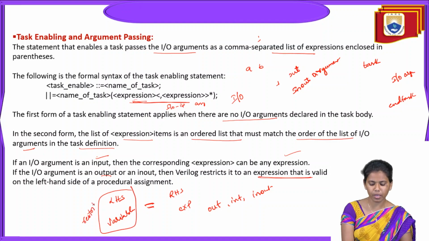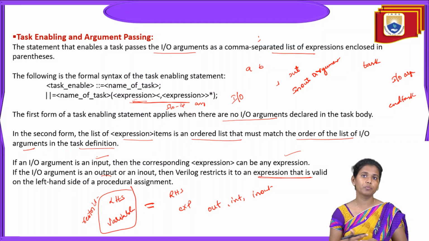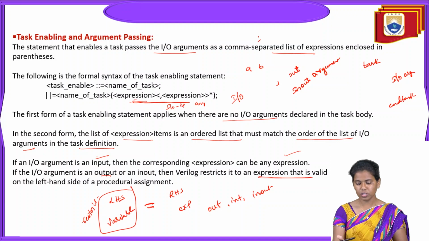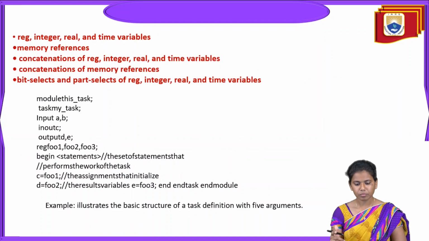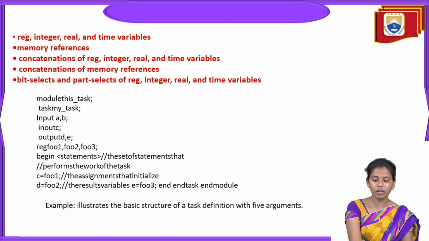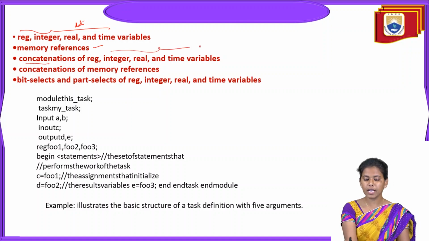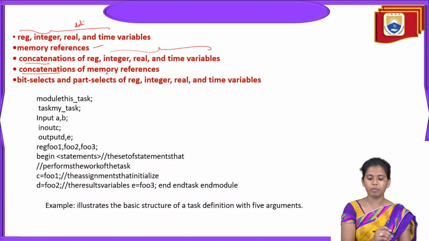So the restrictions must be in terms of parameters, in terms of the connecting devices that you are considering, and in terms of the values that you are considering. Okay, so this is the difference. Now we will see these: register, integer, real and time variables, memory references, concatenation. We see these are nothing but the data types, right? These are the data types, these are the memory references, and we see the concatenation of all the data types as well, and then the concatenation of the memory references and bit select and part select of register.